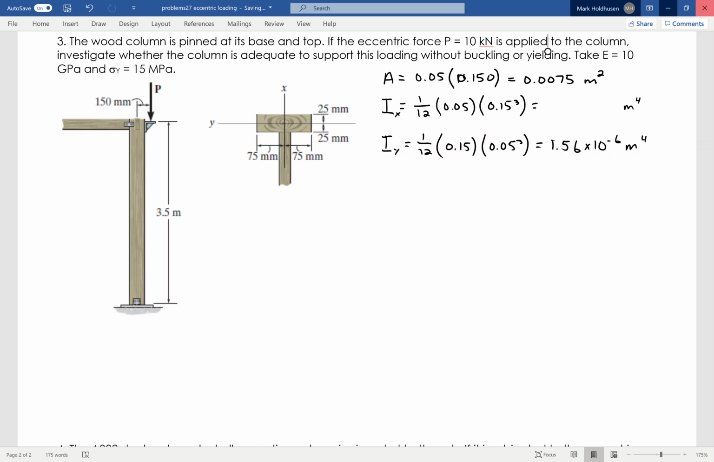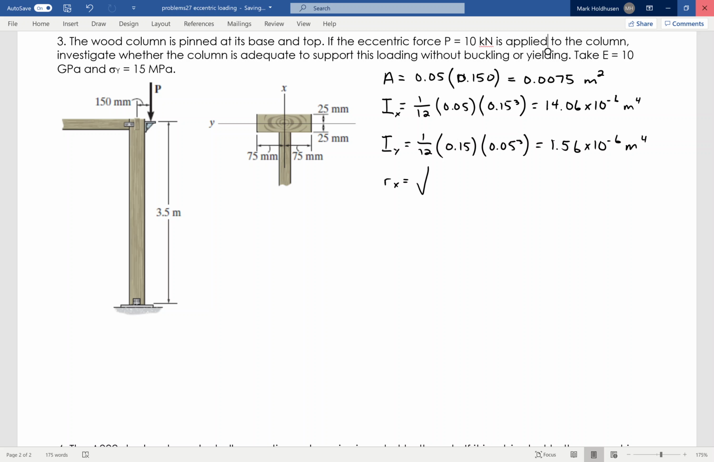This one is 14.06 times 10 to the minus 6. So you can see about the y-axis is the weak axis. About the x-axis is the strong axis. That means I want to find the radius of gyration about the strong axis so I can figure out the stress, the maximum stress that I see.